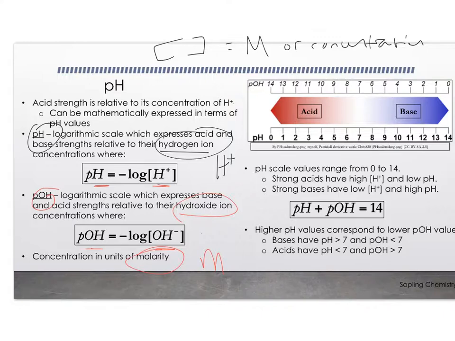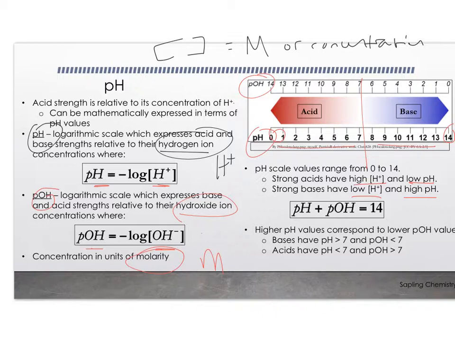The pH scale ranges from 0 to 14. Strong acids are going to have very high concentrations of hydrogen ions, and that relates to a low pH. Strong bases have a very low hydrogen ion concentration, and they will have a high pH. So if you have your pH scale here, bases will be between 7 and 14, and acids will be between 0 and 7. So we have the two separate areas, and the pOH is the inverse.